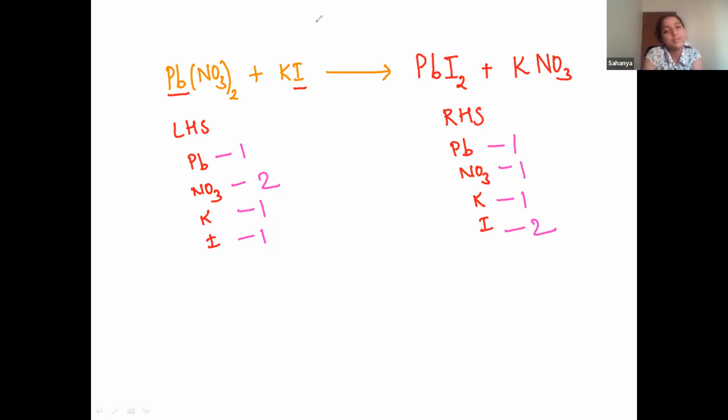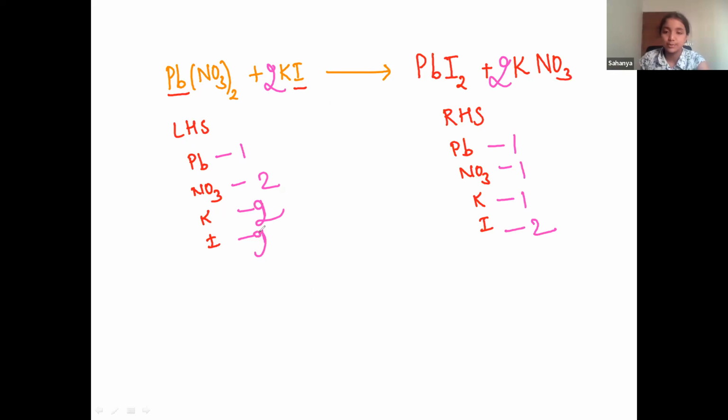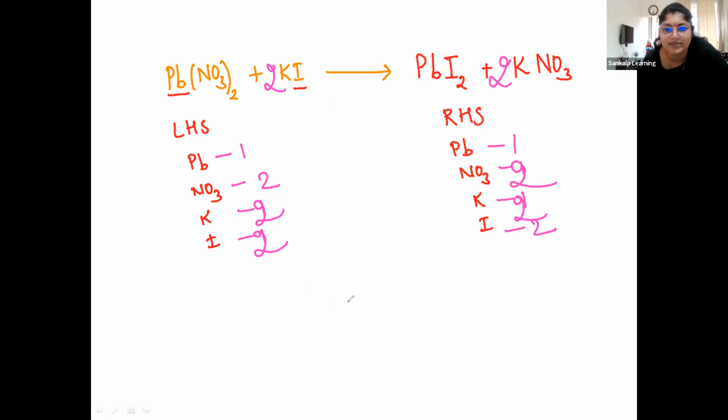Over here, in the LHS, you're supposed to put 2. Then over here, in the RHS, put 2 again. 2 add KI, you're supposed to put here also 2. So now you check: 2 KI, 2 and 2 iodine, over here 2. 2 K and 2 NO3. Just check. Yes, now it is balanced. So this is the balanced chemical equation.